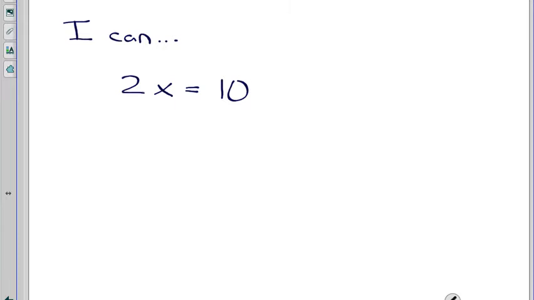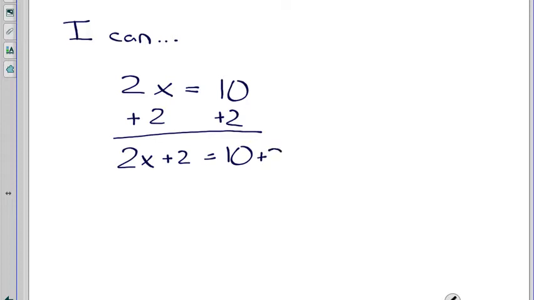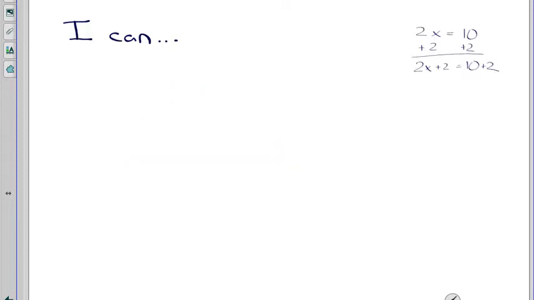First concept is that I can add the same amount to each side of an equation and the equation stays true. I could add, for instance, 2 to both sides of these equations and everything stays peachy keen. Likewise, I can subtract the same amount from both sides of an equation and everything stays equal.